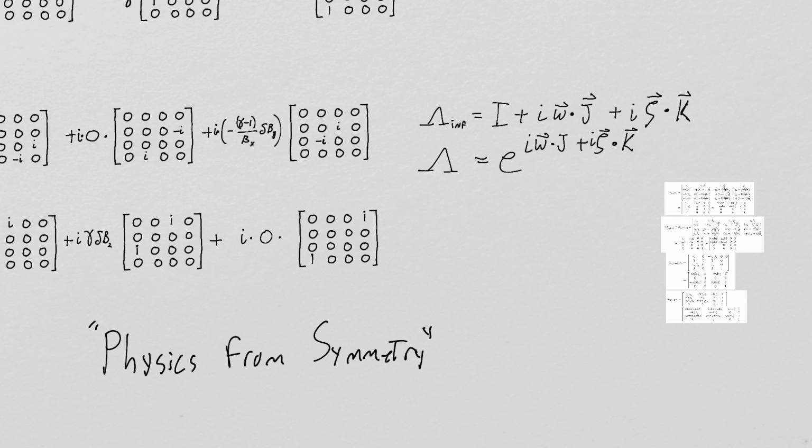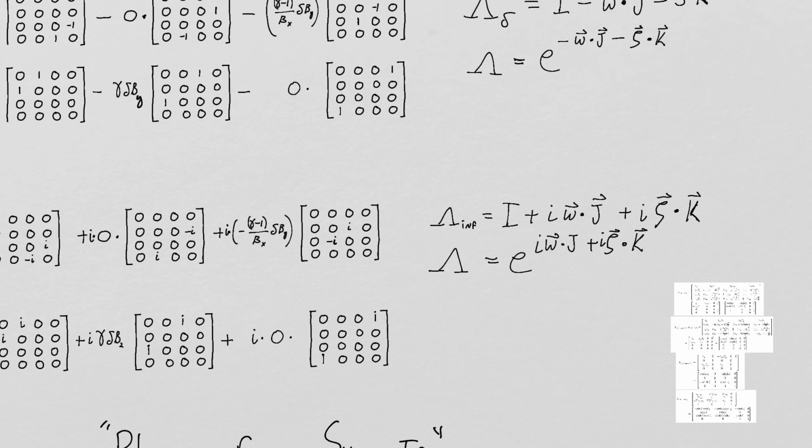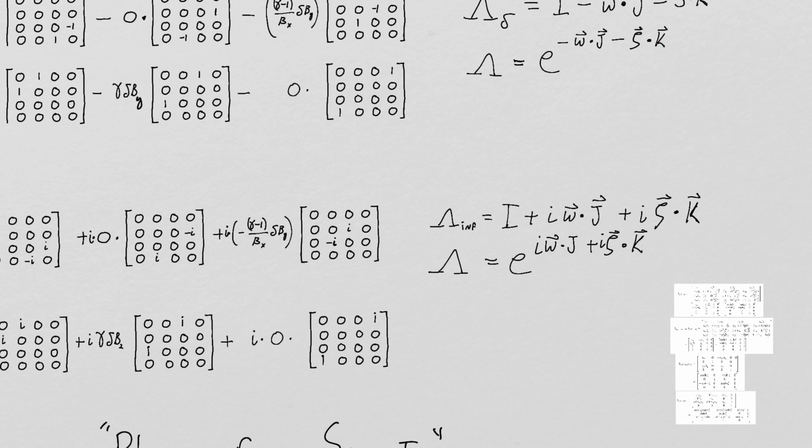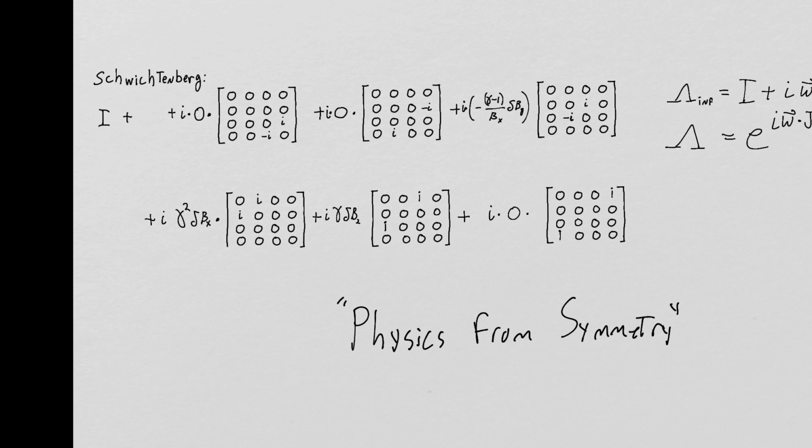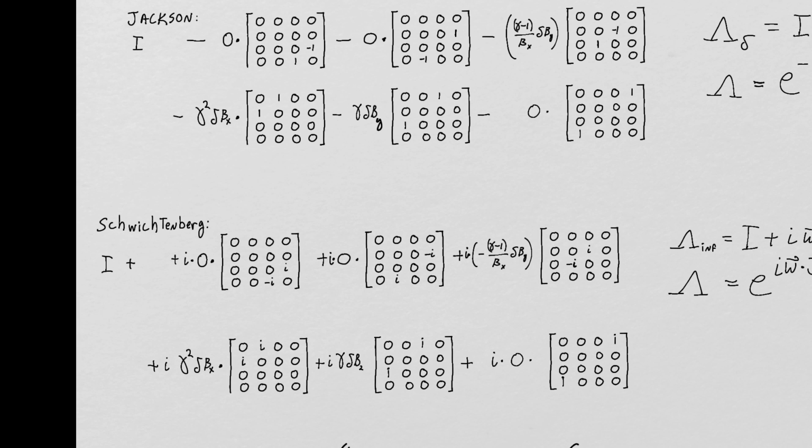So I thought I would show this one too, because it's literally the opposite of Jackson, which uses minus sign and no i, right? So if you use Schwichtenberg's convention, you end up with these i's everywhere, but they're immediately compensated for by these matrices. And you add this up, you end up with exactly the same infinitesimal matrix as you would with Jackson. It's all a matter of convention.